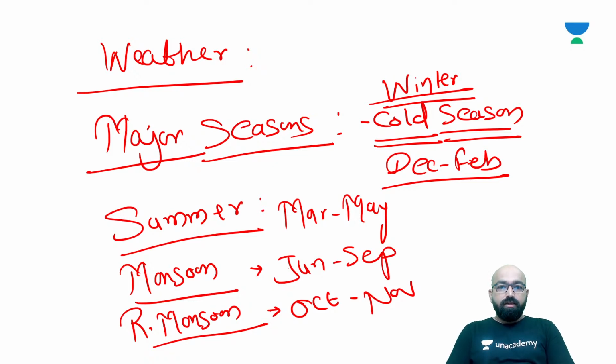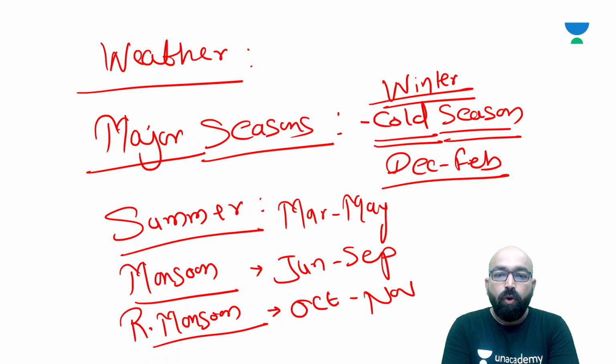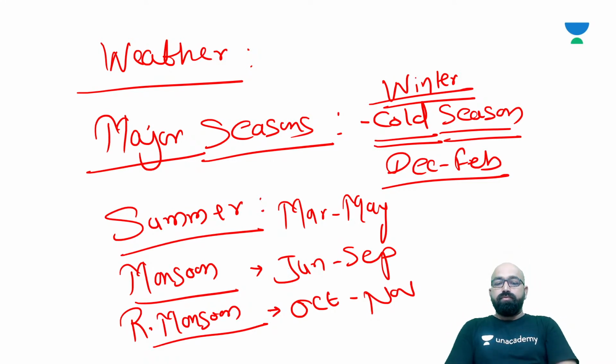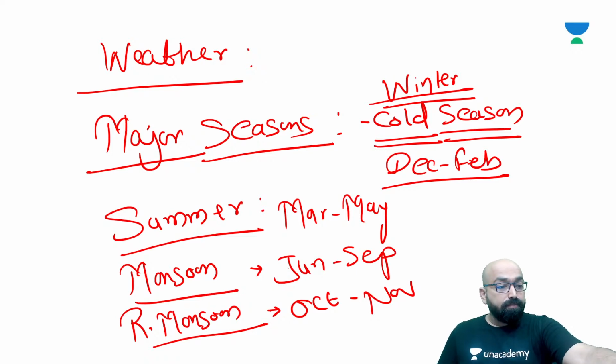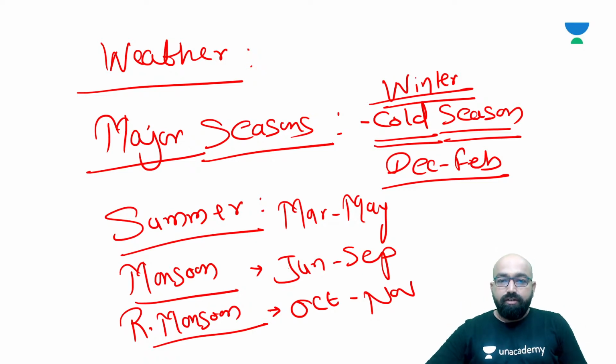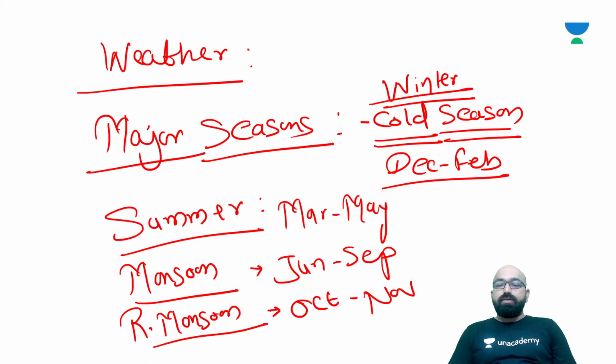Now, first of all, we'll discuss winter, that is the cold weather season. So during the winter, the sun rays do not fall directly in the region. So as a result, the temperatures are quite low in northern India. As we know, in Delhi, we feel too cold during the winter season, that is between December and February.